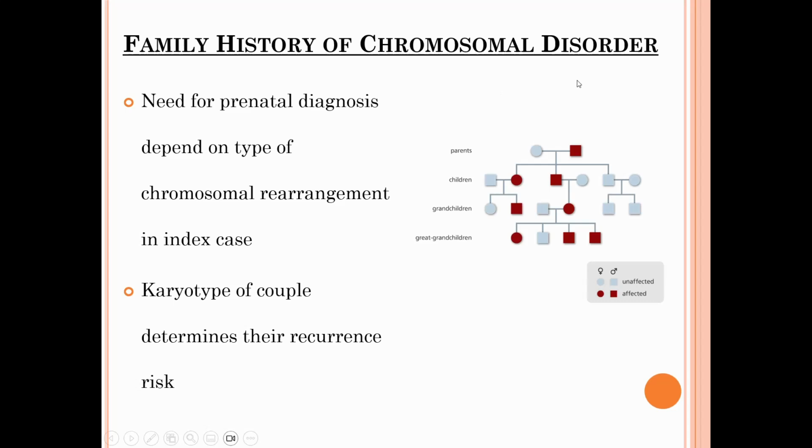Family history of chromosomal disorder also needs prenatal diagnosis, depending on the type of chromosomal rearrangement in the index case. Index case means the first diagnosed case. The karyotype of the couple determines their recurrence risk. This is the pedigree chart you are able to see.